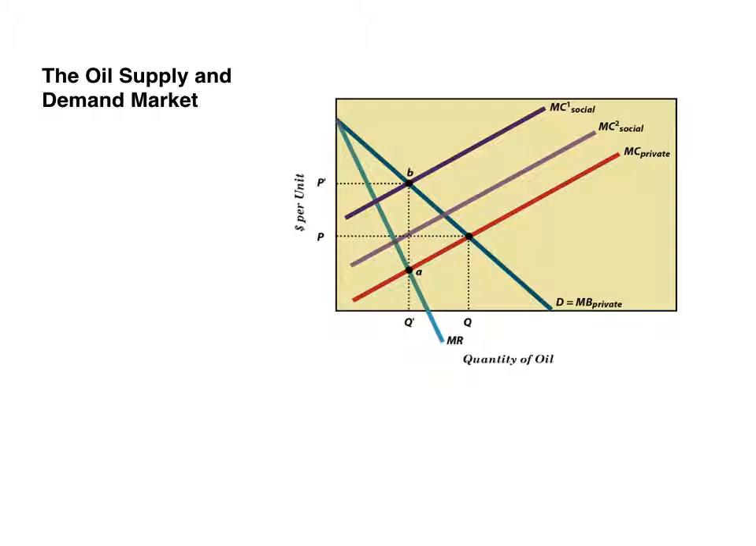Okay, and here is the oil demand and supply market. And for oil, we're assuming that it is something of a monopoly where we're producing it where marginal revenue is equal to marginal cost, and we see that the competitive output and price is where private marginal benefit is equal to private marginal cost. Oh, excuse me, this is competition, and that would be quantity of Q, price of P.